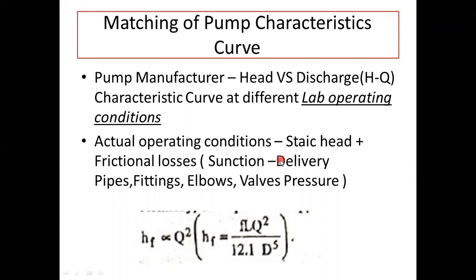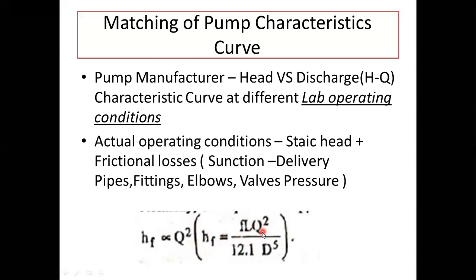It means in actual condition, the pump has to overcome the static head and the friction head loss in suction as well as delivery pipes and connected fitting, etc. Normally, for a particular application, the static head is constant, but the friction head is directly proportional to the Q square, where the friction head is given as FL Q square upon 12.1 D raised to 5. This is an empirical relation stating the relation between the HF and the Q square.